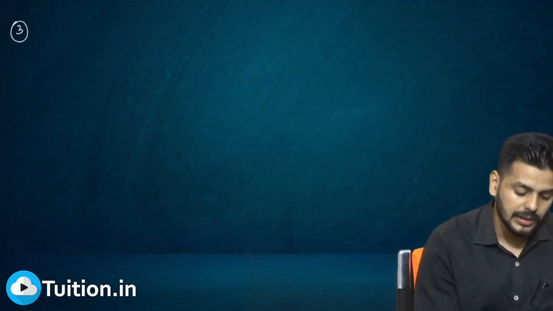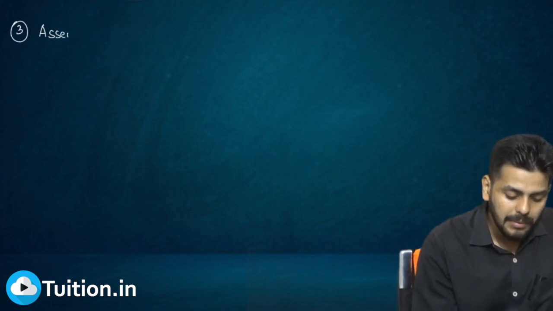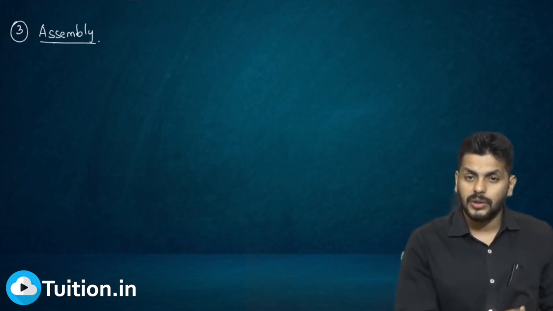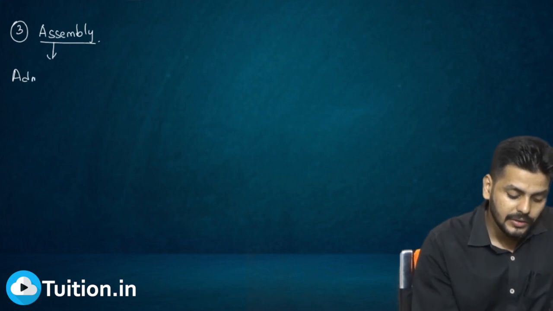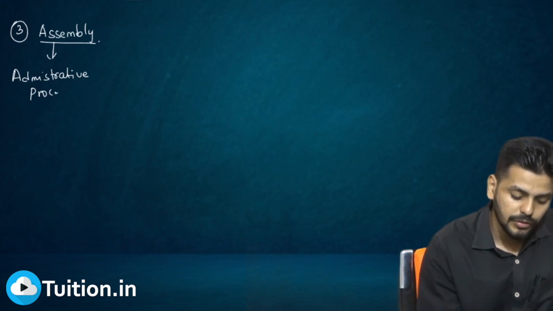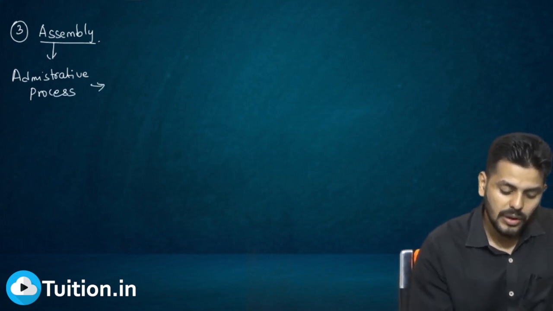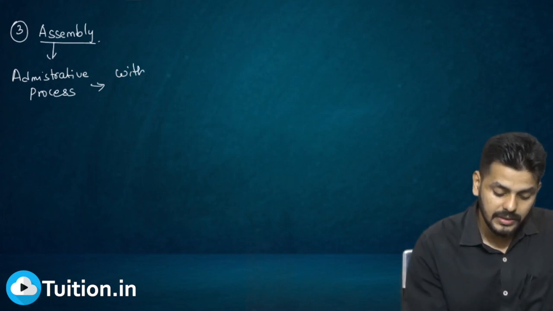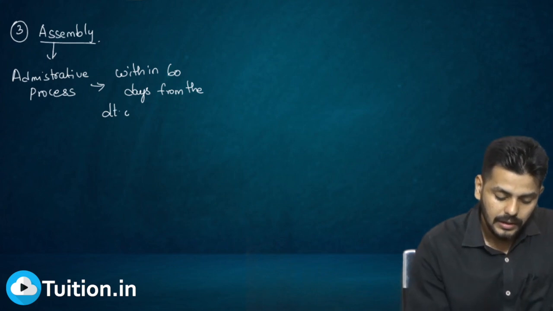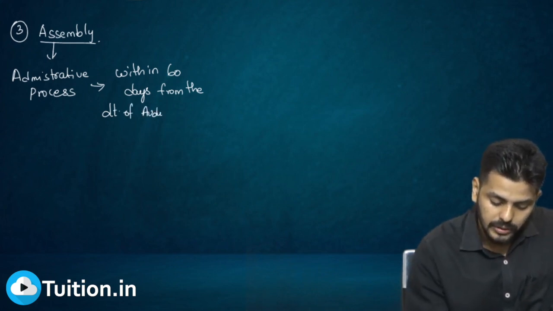One is, let's say the third point, as we discussed, assembly of audit file. When should you do the assembly? If quality control reviews and all are there, before even completing the audit you will have to assemble. Otherwise, normally it's an administrative process, and you have to complete the entire thing within 60 days from the completion of audit, or from the date of audit report, you can say that.